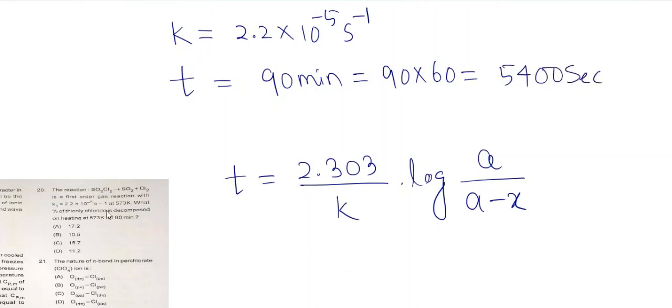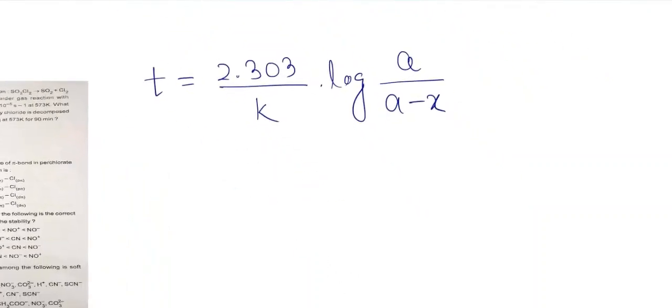Here the question asks about the percentage of thionyl chloride decomposed. Percentage is asked, and the question does not give any idea about the initial concentration of the reactant. So what will I do here? I will take the initial concentration as 100, so that we will get the answer in percentage.